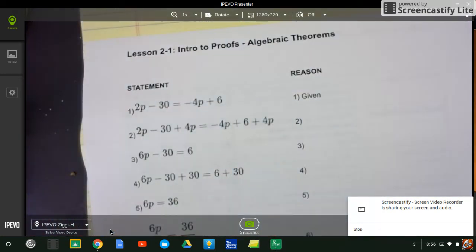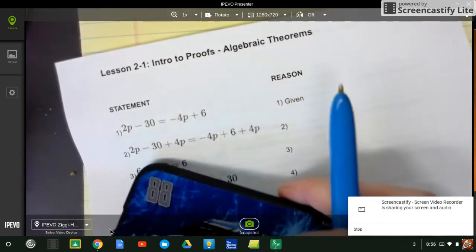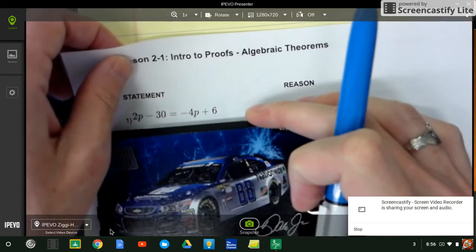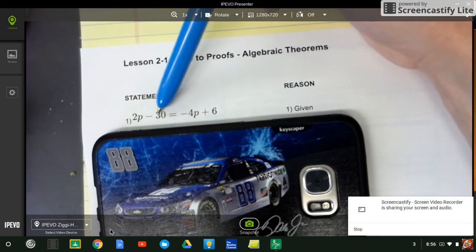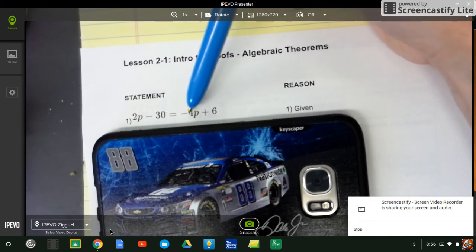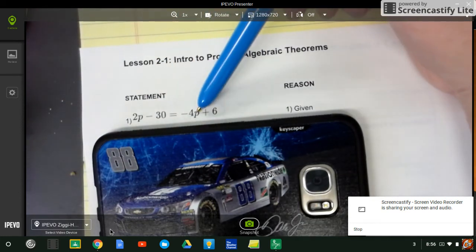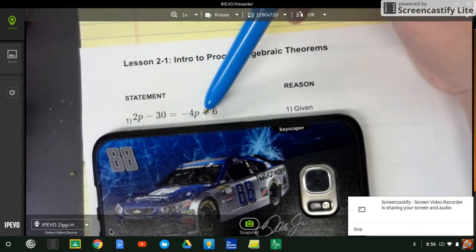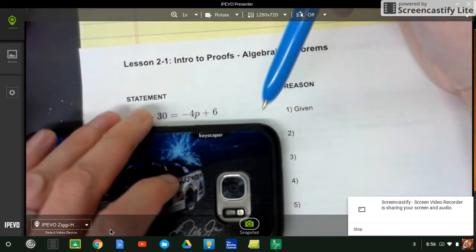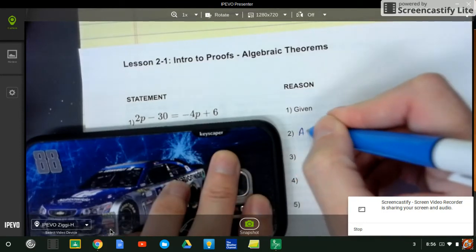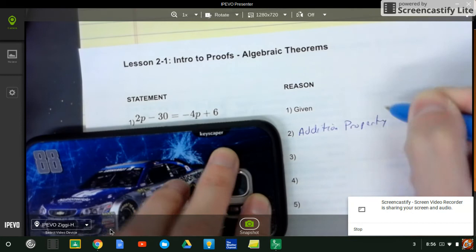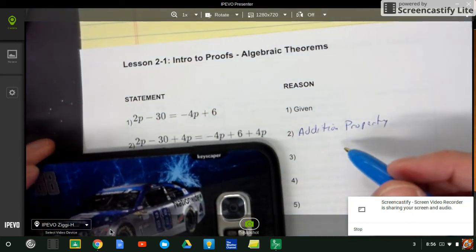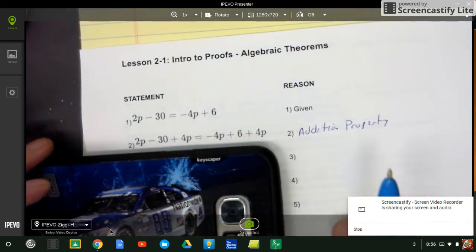Let's take a look at another set. This one's a little longer, so I'm going to work through it piece by piece. I'm going to use my phone to cover things up here. When we look at this, 2p minus 30 equals negative 4p plus 6. So maybe the first thing I want to do is get the 4p over here, so I'm going to add 4p to both sides. That tells me exactly what I'm going to do. There's adding 4p to both sides.